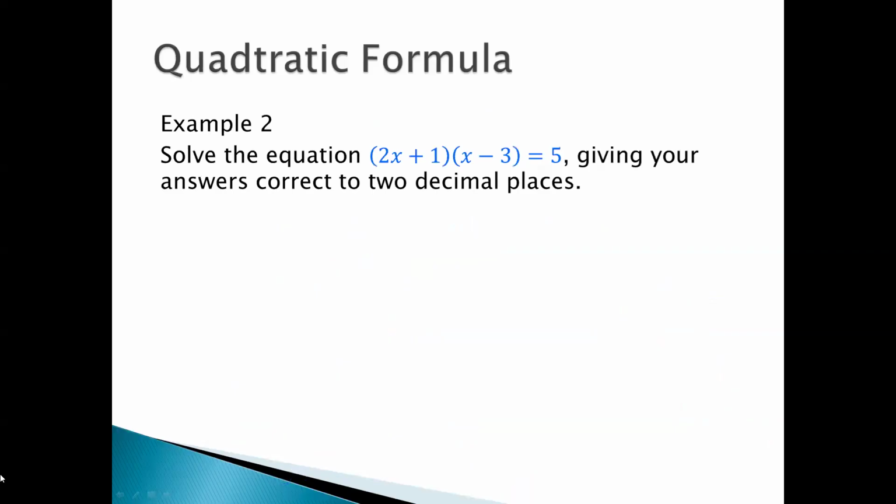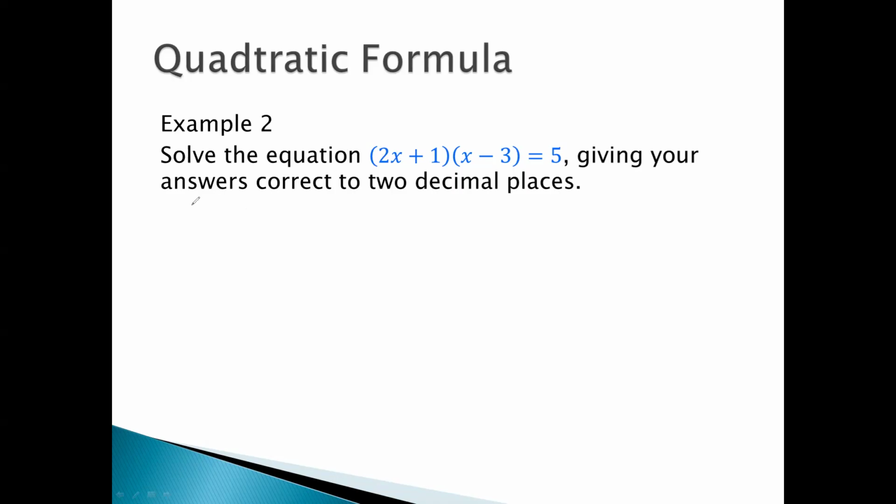Example 2. Solve the equation (2x + 1)(x - 3) = 5, giving your answers correct to 2 decimal places. Again, please look carefully at this equation and realize that it is not in the ax² + bx + c = 0 format. Now, I also cannot say 2x + 1 = 5 or x - 3 = 5, right? Because that is not the zero product rule.